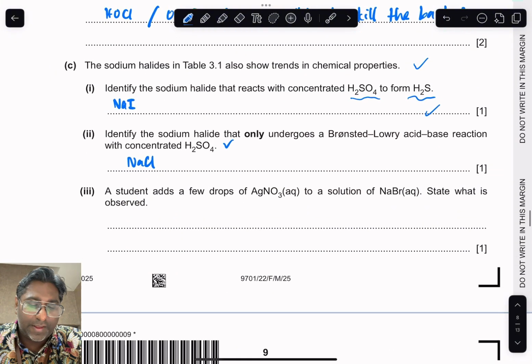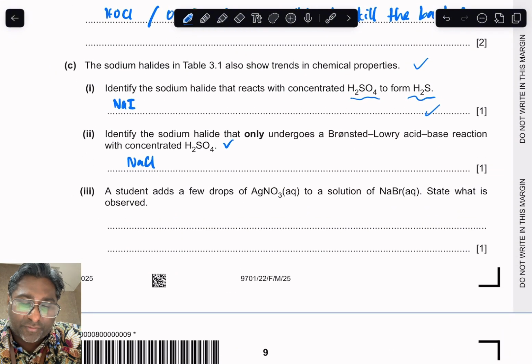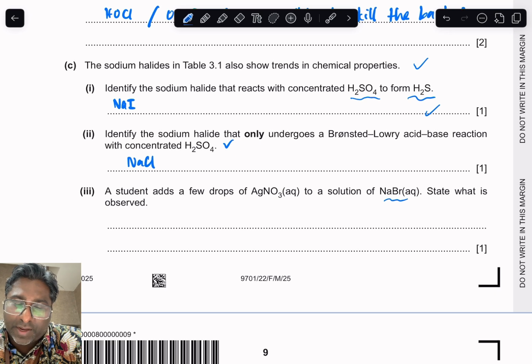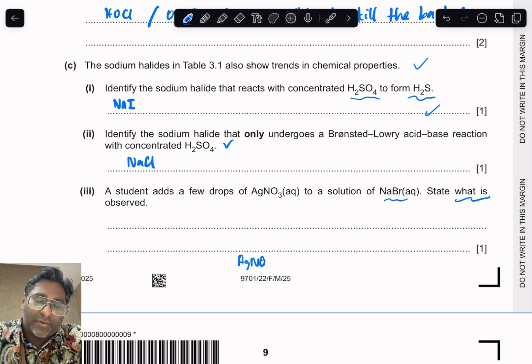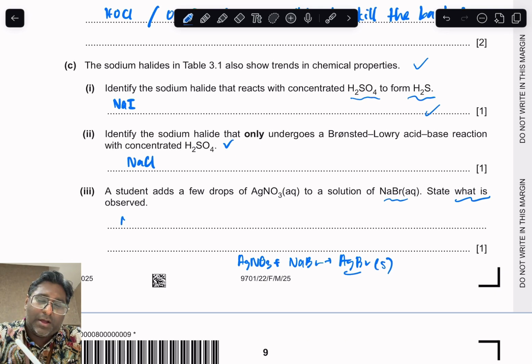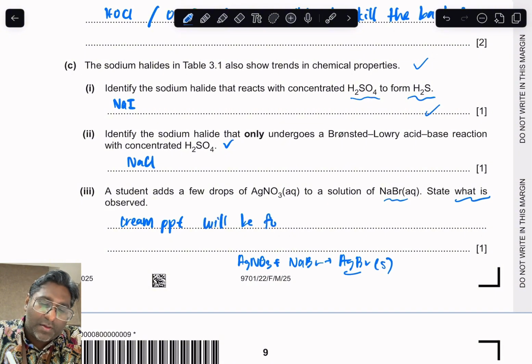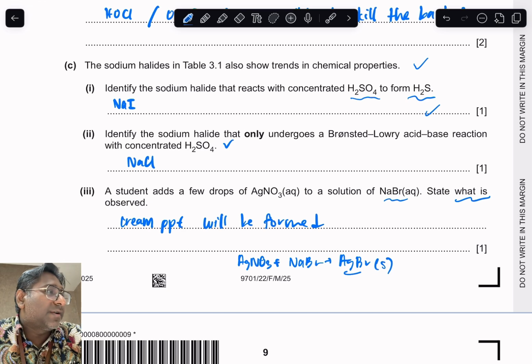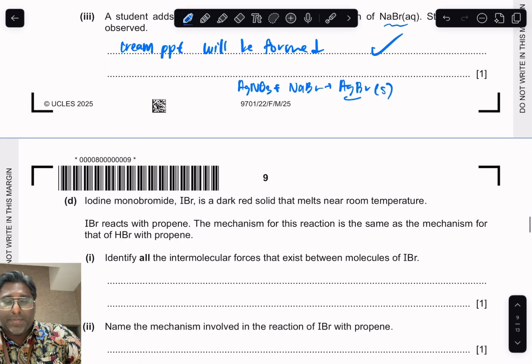Now, a student adds a few drops of silver nitrate to a solution of NaBr. State what is observed. Silver nitrate with NaBr will give you silver bromide. Silver bromide is going to be a cream precipitate. So a cream precipitate will be formed.